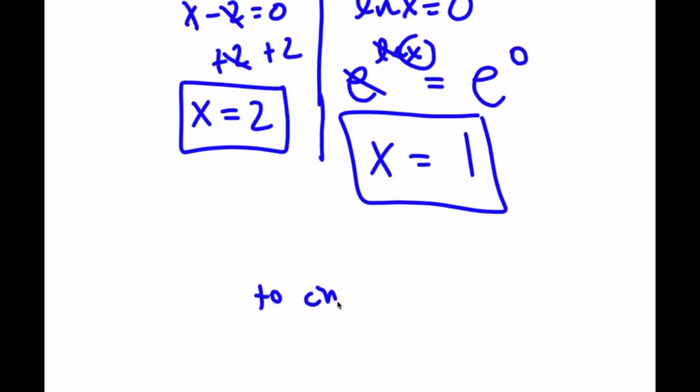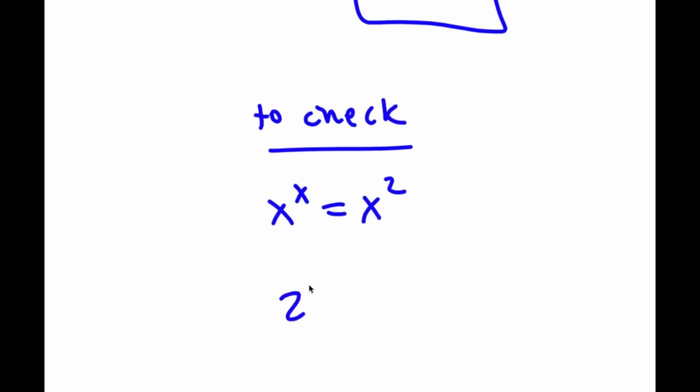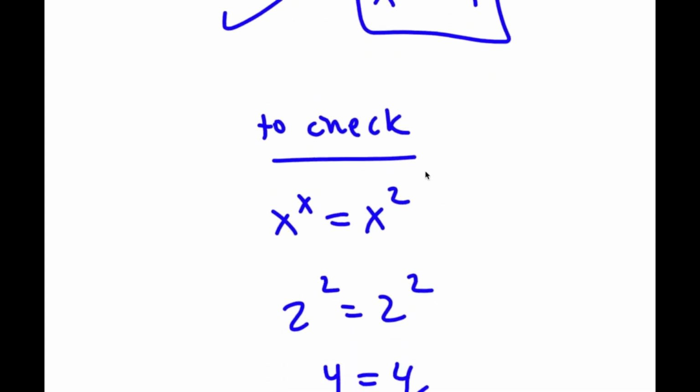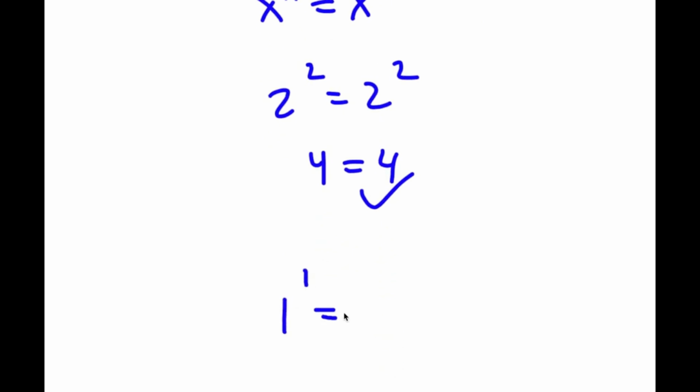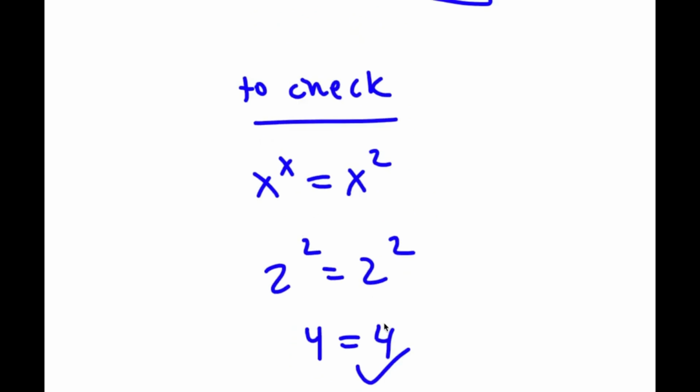So now to check, I had x to the power of x is equal to x to the power of 2. If x equals 2, I have 2 to the power of 2 equals 2 to the power of 2, meaning 4 equals 4, so this is right. So x equals 2 is right. Now if x equals 1, I have 1 to the power of 1 equals 1 to the power of 2. 1 to the power of 1 is 1, 1 to the power of 2 is 1, so this is right as well.